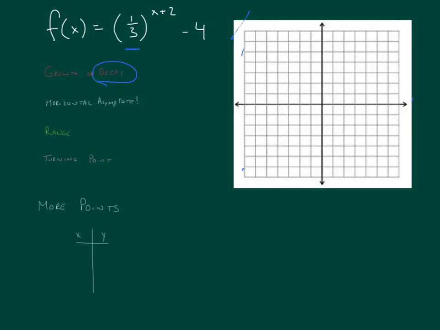Our asymptote is going to be the line y equals negative 4. Negative 4. So 1, 2, 3, 4. Here's our asymptote. This is just what our function is going to go towards. Now remember, we're decaying, so it's going to get closer and closer to that asymptote as x gets bigger. It's not going to get further and further away.